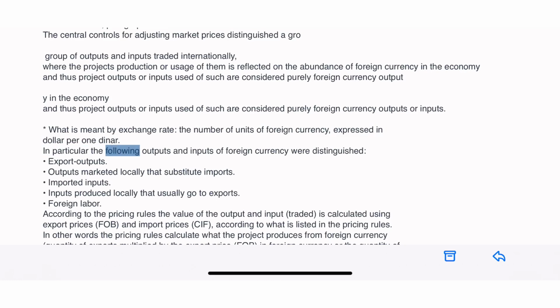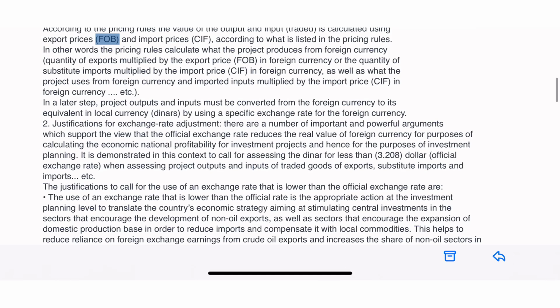In particular, the following outputs and inputs of foreign currency were distinguished. Export outputs, outputs marketed locally that substitute imports. Imported inputs, inputs produced locally that usually go to exports. Foreign labor. According to the pricing rules, the value of the output and input traded is calculated using export prices, free on board, and import prices, CIF, according to what is listed in the pricing rules.